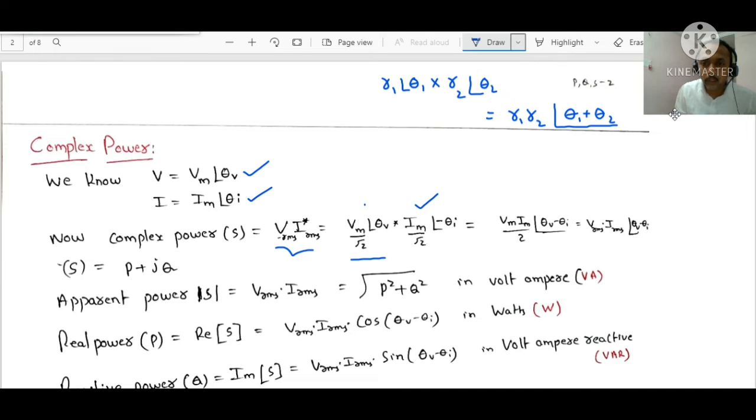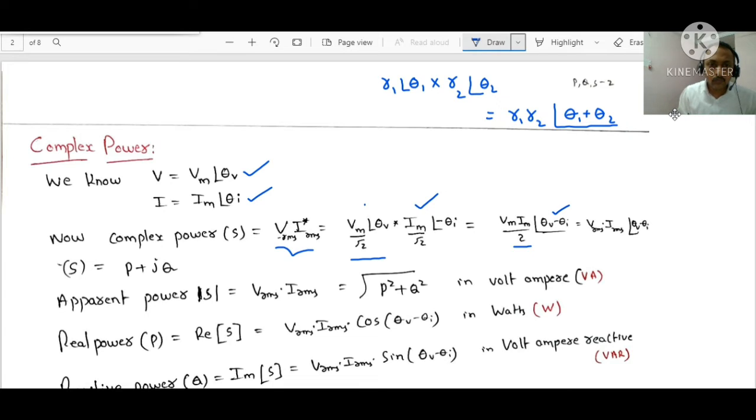Root 2 into root 2, you will get 2, so Vm Im by 2. But what about the angle? You have to add both the angles: theta V plus minus theta I. You will get theta V minus theta I. Very, very important, theta V minus theta I. Clear?